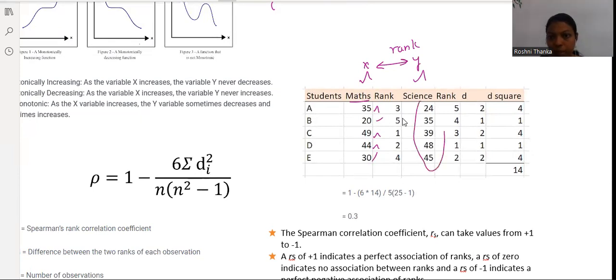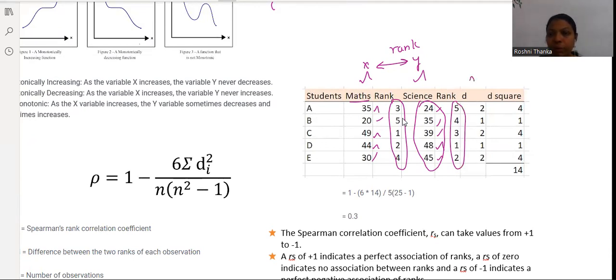Similarly, for the science mark, we are going to give the rank in the descending order. So 48 is the highest mark, then 45, then 39, then 35, then 24. So we just rank these values. So this is the rank for x value and this is the rank for y value.